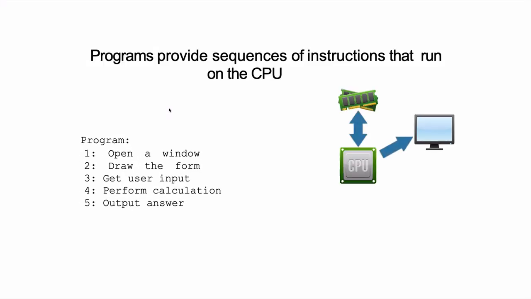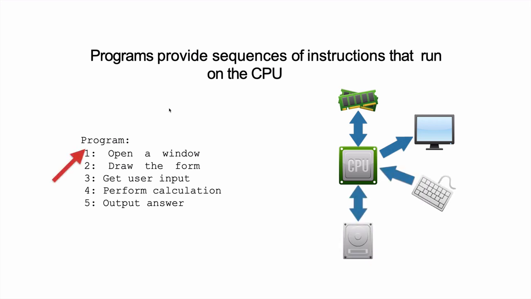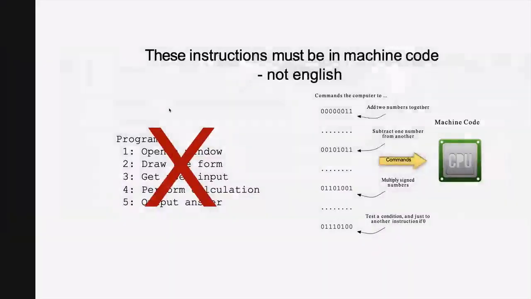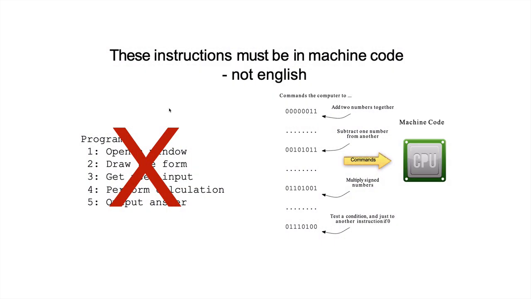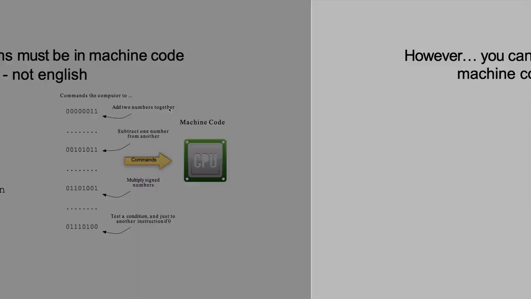Programs provide a sequence of instructions that run on the CPU. For example, you want to write a program which opens up a window, draws the form, gets the user input, performs some calculation, and outputs answers. Well, instructions can only be in machine code. The computer is not going to understand if you just write that in English, like open a window, draw a form, get input. Machine code only consists of 1s and 0s.